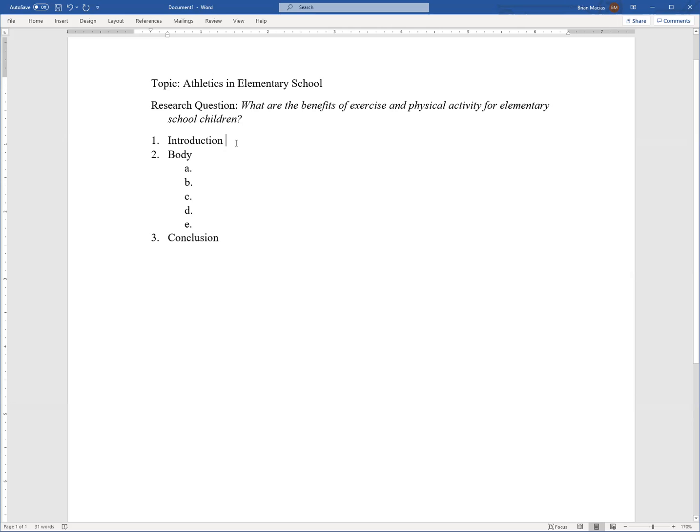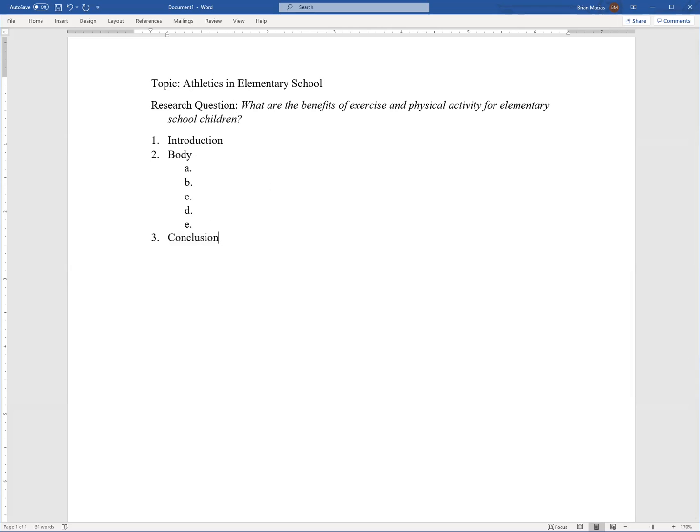Now, some people who are better at abstract thoughts like to start with the introduction because they know exactly where they're headed in the paper, and that helps them lay out a path. And that's fine. If you like doing that, go for it. I have my topic and my question, but I don't know exactly how this introduction is going to come together. So I'm just going to start with the body because I do have my article evaluations.